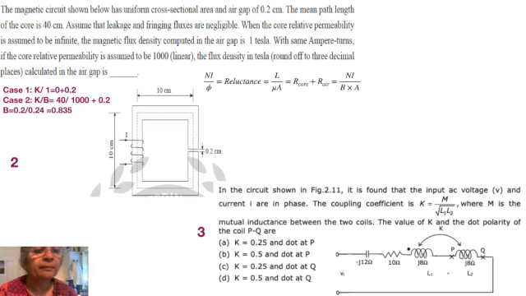When the core relative permeability is assumed to be infinite, means that the iron allows all the fluxes to flow, or in other words, its reluctance is equal to 0. The magnetic flux density computed in the air gap is 1 Tesla. So everything goes to the air gap, and it is equal to 1 Tesla with the same ampere turns, that is Ni remains the same. If the core permeability is assumed to be 1000, now mu r became 1000, the flux density in Tesla is to be calculated in the air gap.